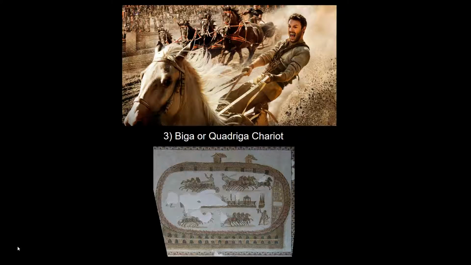Now, other cultures that had chariots often used 2 horses. These are called bigas. So that's another term you can put down under number 3. And then, of course, the culture is Roman. Item 4.